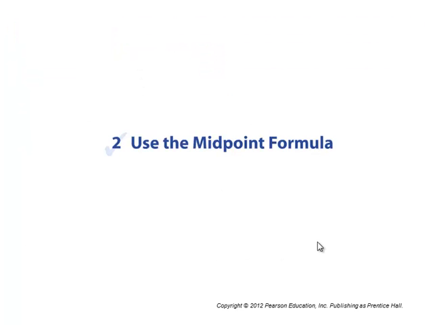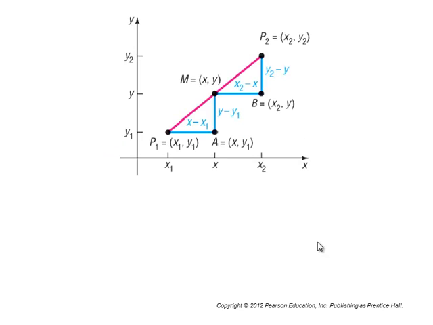Now, the midpoint formula talks about finding the coordinates of the point that is exactly halfway between 2 points. So suppose that we have point P1 at coordinates (x1, y1), and P2 is at (x2, y2). Now, what are the coordinates of this point? Let's call it M, with coordinates (x, y). What is x, and what is y?